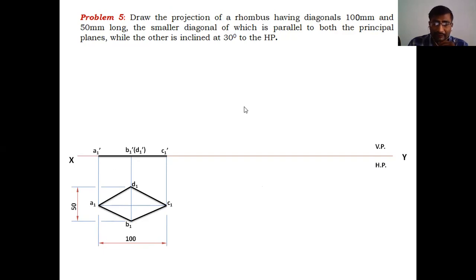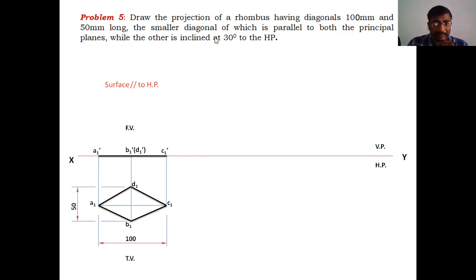And this is the front view of the rhombus, and this is the top view of the rhombus. Clear? These front view and top view are visible when the surface is parallel to HP. The surface is parallel to HP in the initial position, and these 2 views are possible. Clear? Let us go to the second stage, second position, when the surface is inclined to HP.